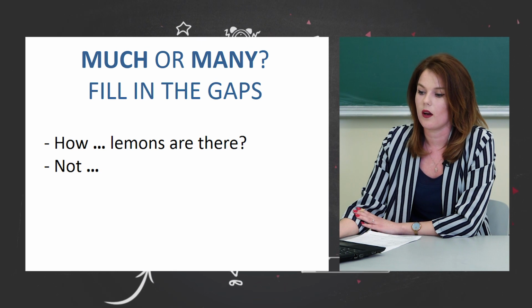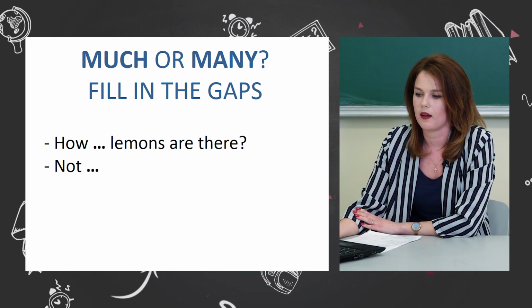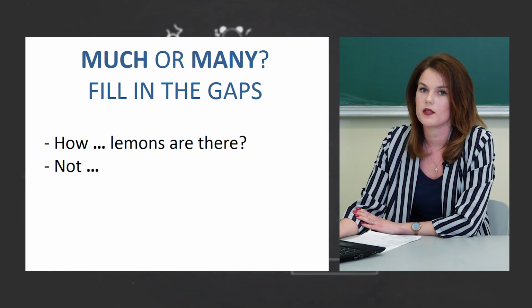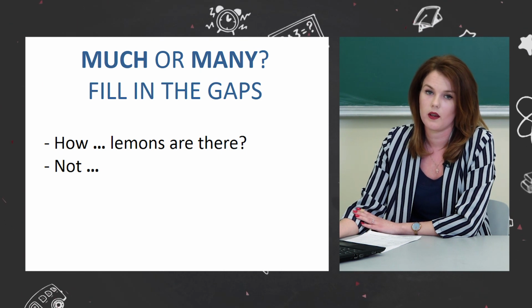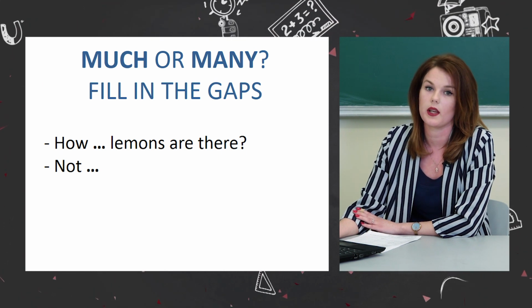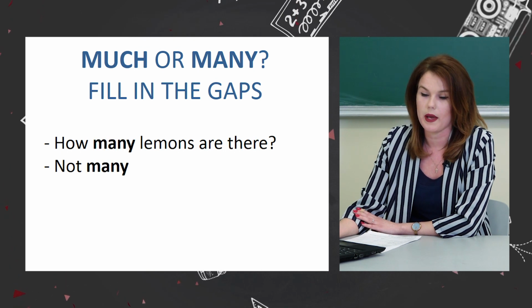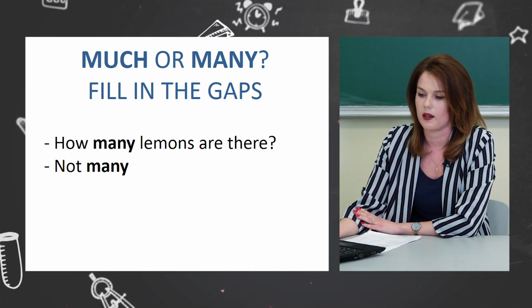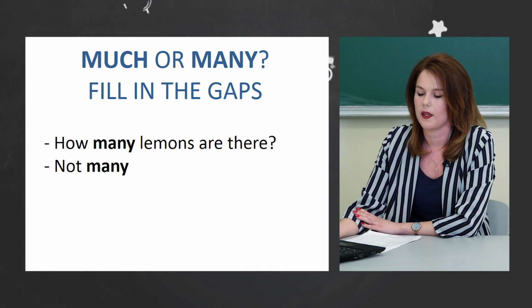How many or how much lemons are there? Lemons. 1 lemon, 2 lemons, 3 lemons. Lemons is a countable noun, and that's why we should use many. How many lemons are there? Not many.